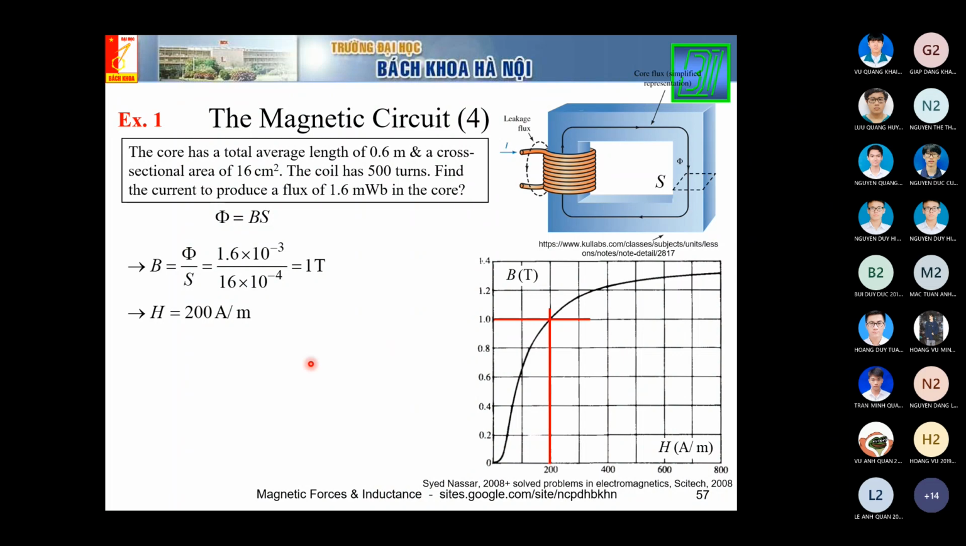Okay, once we found H, we can take a look at the last equation on the sheet. It says that the line integral of H dot dl along the average line length here is NI. On the other hand, we know that because H here is a constant, the left side here is H times the average length, which is L. And from here, you see, we can find very easily the current.